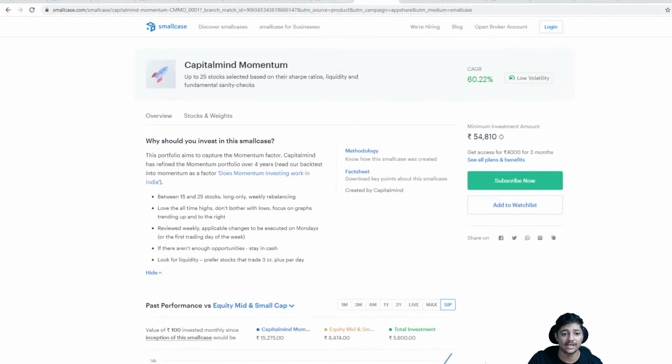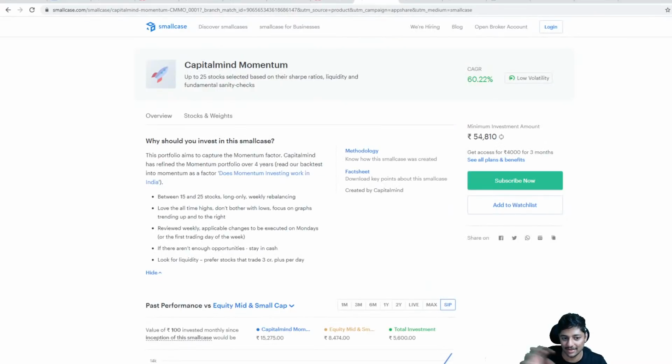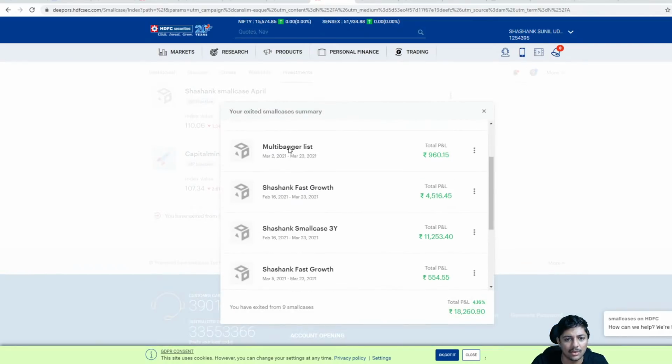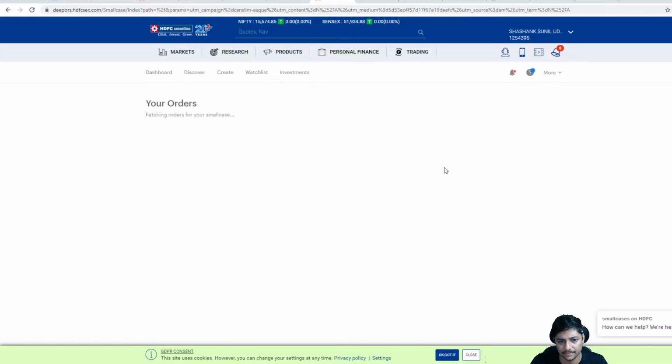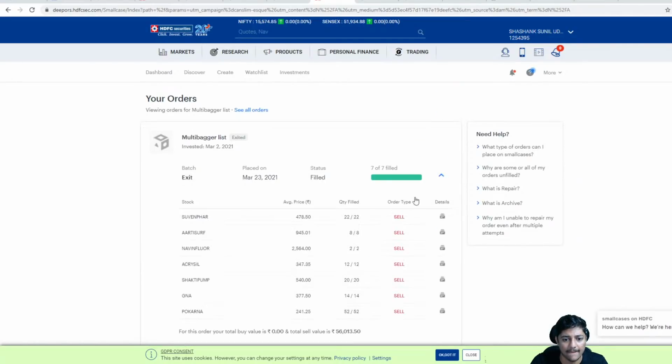And someone is asking me, show me your multi-bagger. I can't show you my multi-bagger. That is a secret for me. Where is the multi-bagger? Oh, this one. Okay, let me show you. Might as well. Okay, so Suven Pharma, Aarti Surfactants, Navin Fluorine, Acrysil, Shakti Pipes, GNA and Pokarna, right?